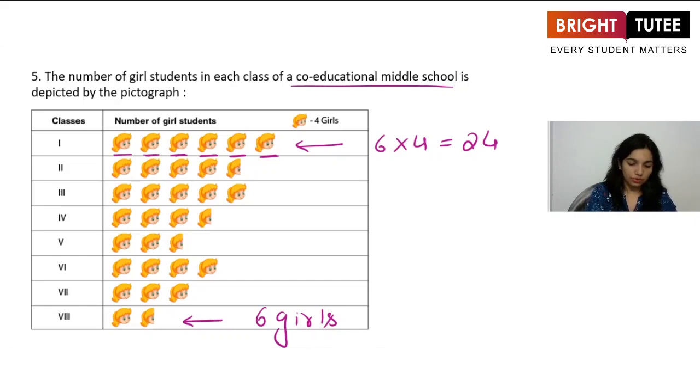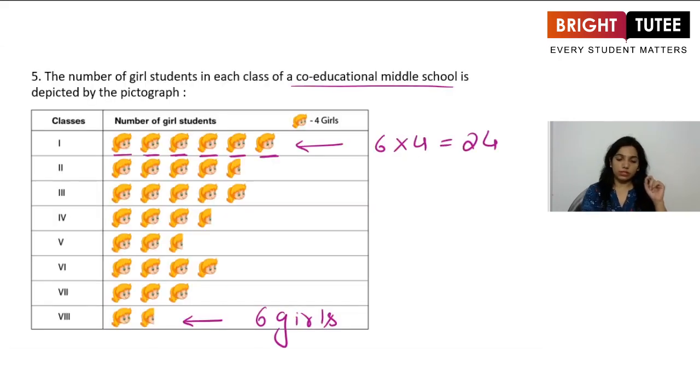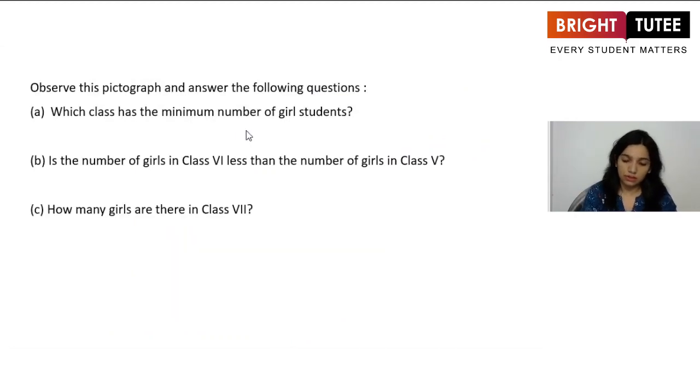Now let us read some questions related to this particular pictograph and try to answer them. It says observe the pictograph and answer the following questions. The first question is, which class has the minimum number of girl students? So see which class has got the minimum? It is class 8th. So let us write it here, class 8th. And how many girls are there? It is roughly 6 girls.